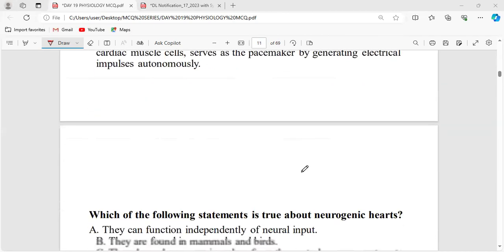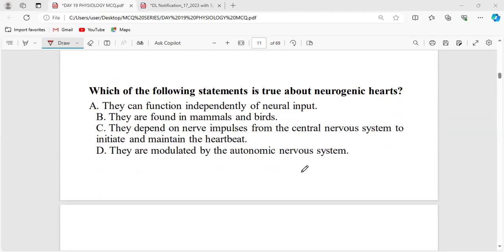That will be the SA node. Which of the following statements is true about the neurogenic heart? They can function independently of neural input. They are found in mammals and birds. They depend on nerve impulses from the central nervous system to initiate and maintain the heartbeat. They are modulated by the autonomic nervous system.